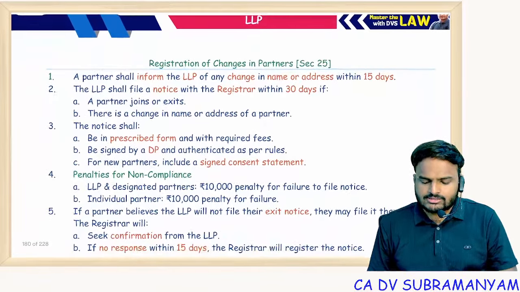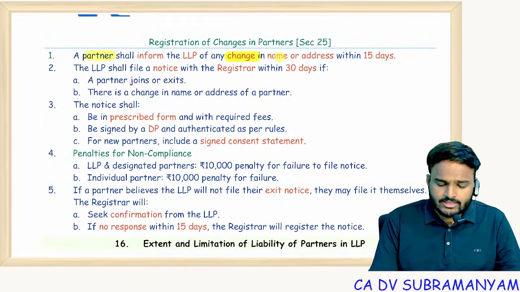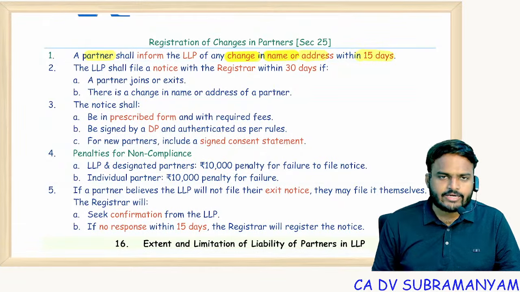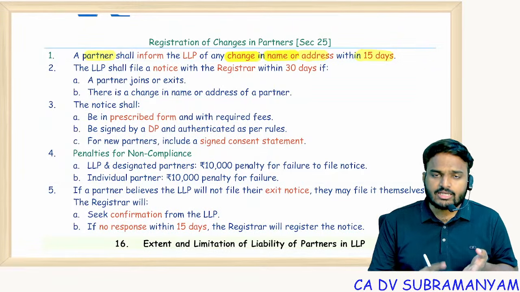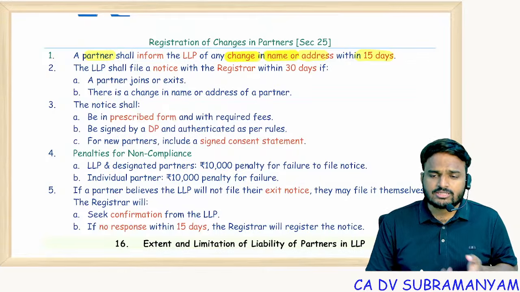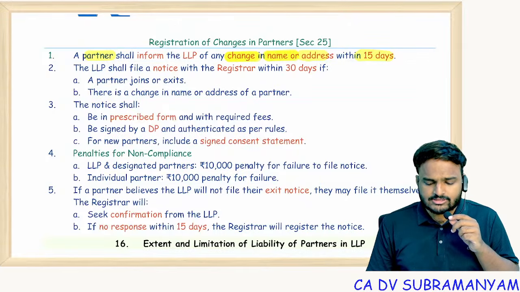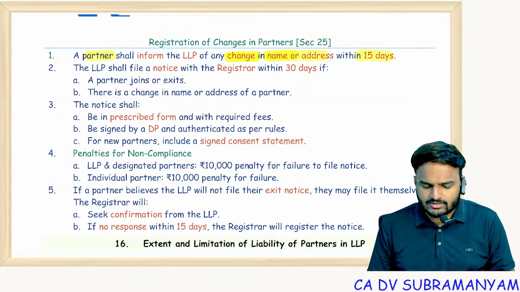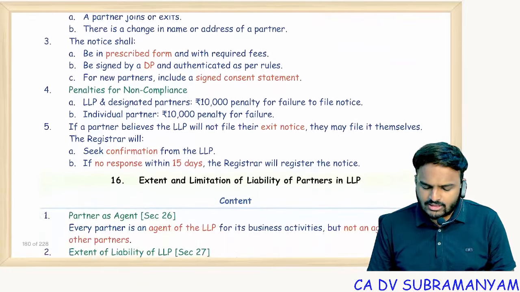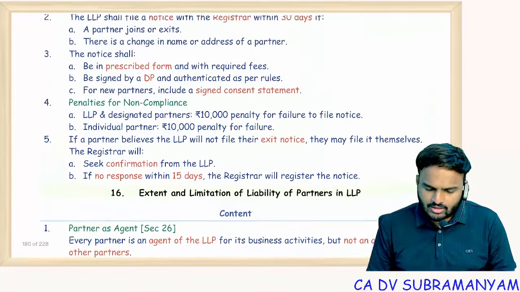Next one, registration of changes in the partners. Every partner shall inform the LLP of any change in his name or address within 15 days. So changes in partner's address, changes in partner's name: first name, middle name, surname. If the surname is getting changed, generally for female partners, post marriage the surname will be changed. So for change of name or change of address, that partner should communicate with the LLP within 15 days of the event, and the LLP should communicate the same with ROC within 30 days.